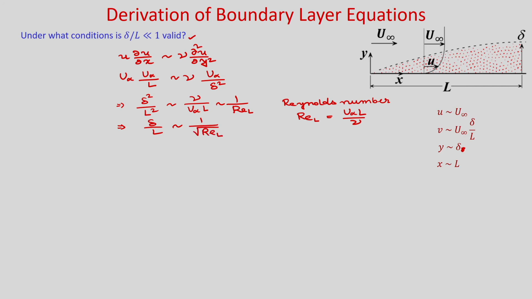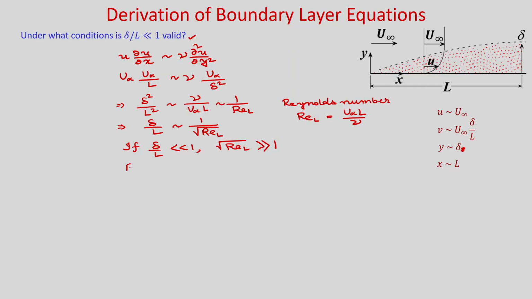Now, we will answer this question. If delta by L is much smaller than 1, then root Re L will be much greater than 1. So, you can see that it is a high Reynolds number flow. If you have a high Reynolds number flow, but not in the turbulent range, then the hydrodynamic boundary layer thickness is very small compared to the length of the plate.